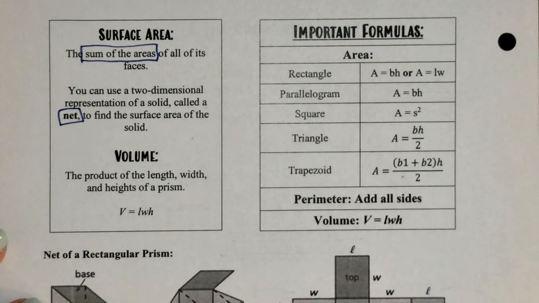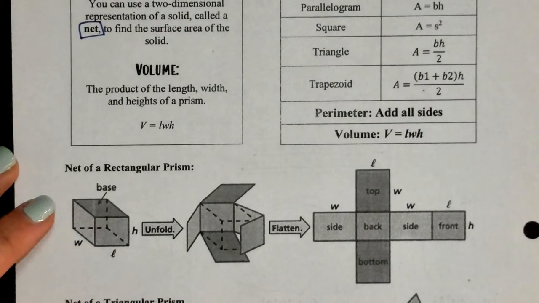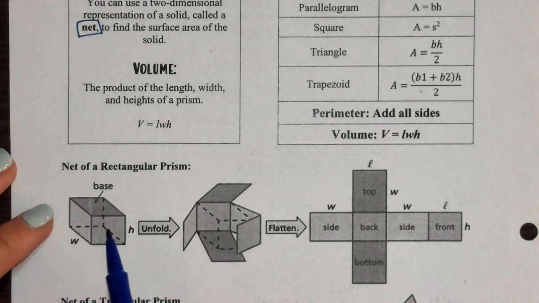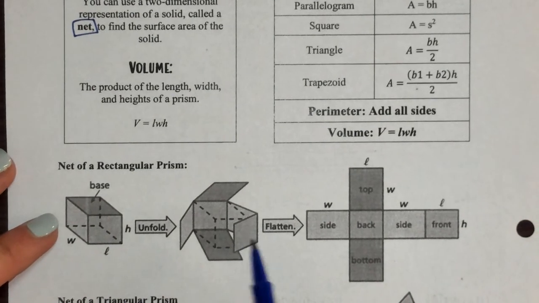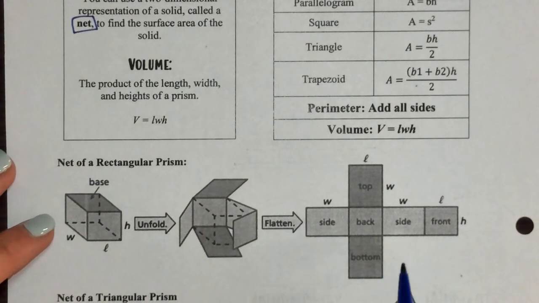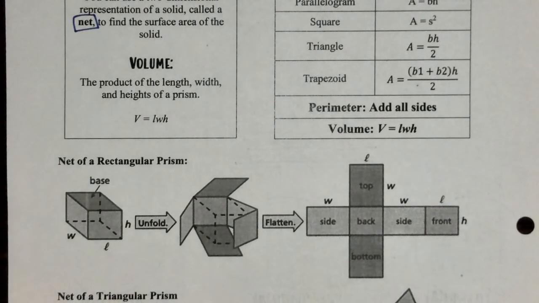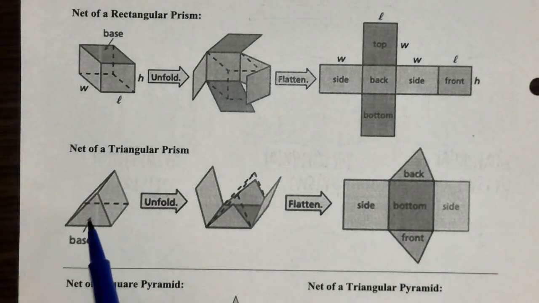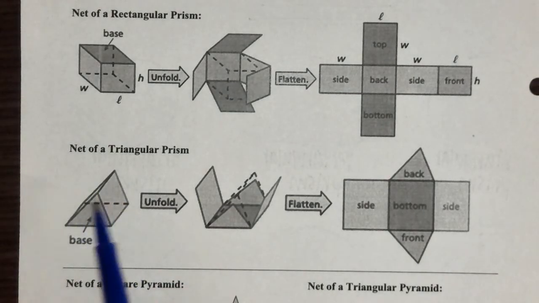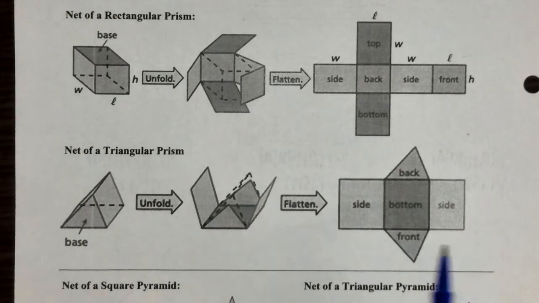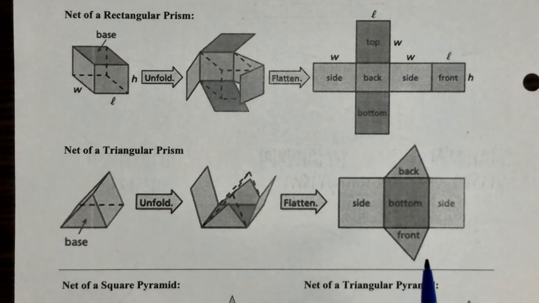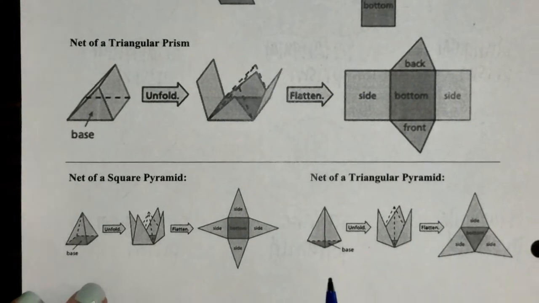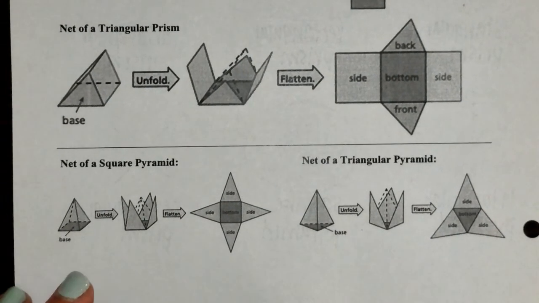Okay, so down below, you can see this is a net of a rectangular prism. It was a rectangular prism, and then they unfolded it, and this is what it would look like. Same with this one. This is a triangular prism. It has its two bases and then three sides. And you unfold it, and it looks like this, and it labels them for you. And then down at the bottom, you have your pyramids, what they would look like if you unfolded them.